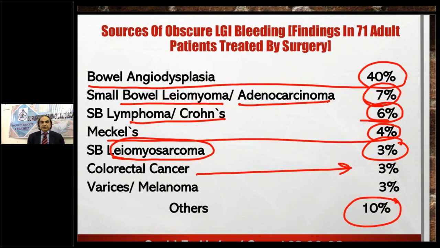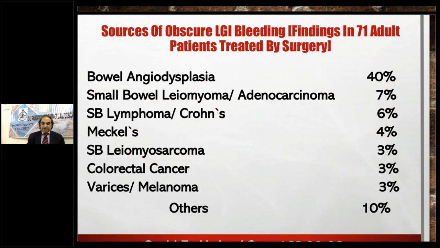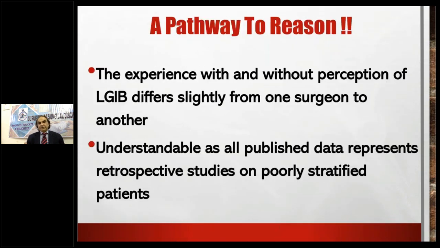So angiodysplasias, 40%, small bowel leiomyomas are the next common, the adenocarcinoma, which is not so common per se. So that's how you would look at it in terms of the distribution, and also in terms of what we understand from the lower GI hemorrhage and the source. So the source needs to be understood so that we can manage.